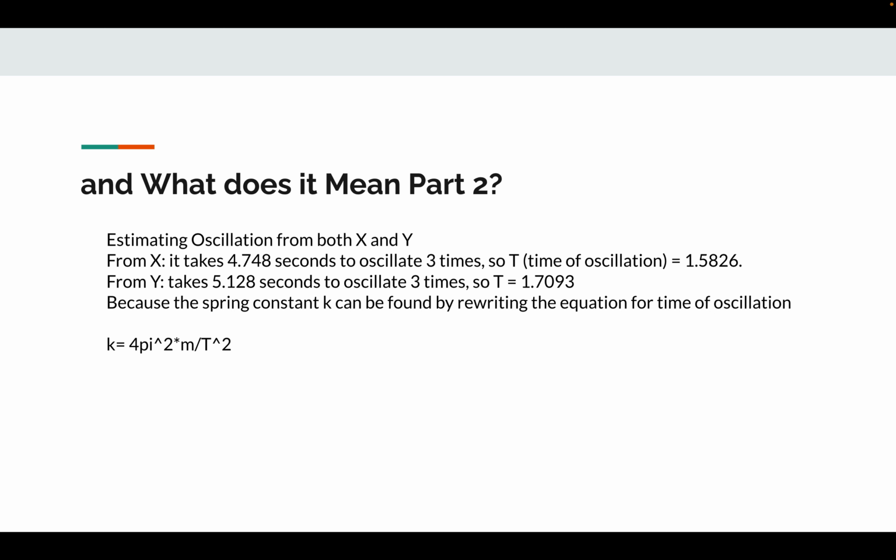Obviously, these are not equal. There's a pretty sizable difference, which explains the discrepancies between the observed and the predicted when it came to plotting the Y changes over time. And this is because the spring constant K can be found by rewriting the equation for time of oscillation.